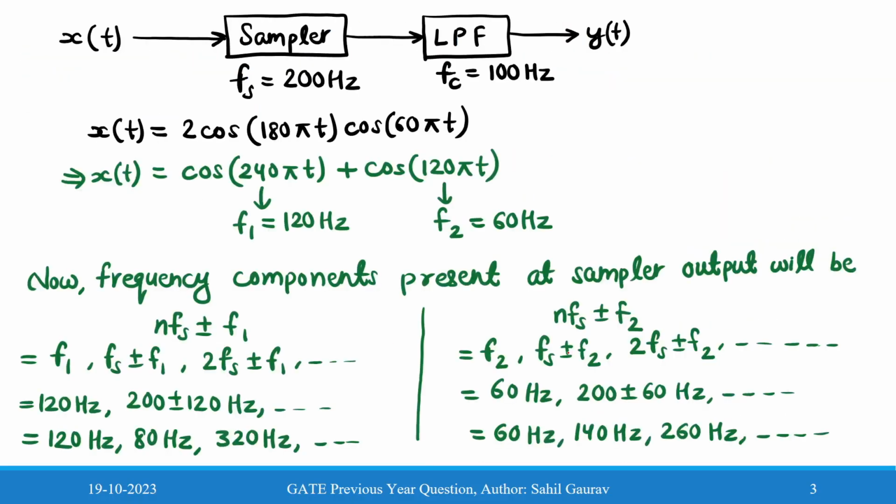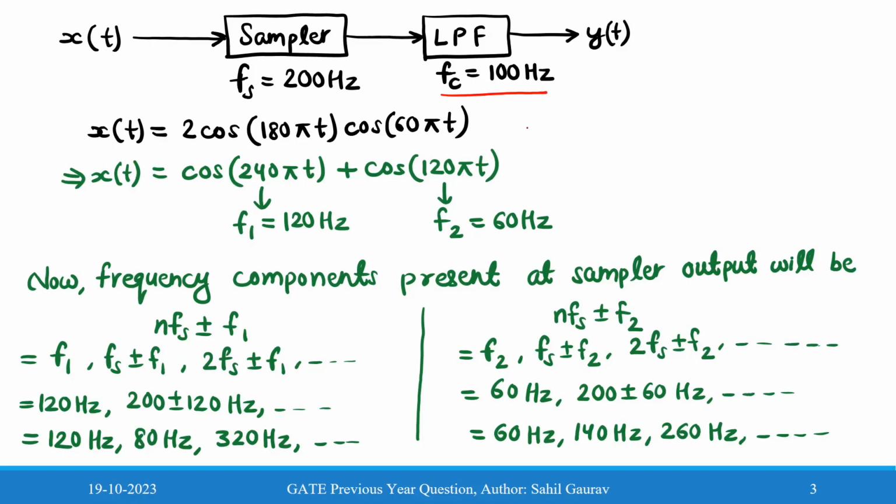Now this is the block diagram for the problem. We have the input signal x(t), which goes through the sampler whose sampling frequency is 200 hertz. The output signal is passed through a low pass filter whose cutoff frequency is 100 hertz, and we have to find the maximum frequency component present at the output of the low pass filter. The input signal is given as 2 cos 180 pi t into cos 60 pi t. Therefore x(t) is cos 240 pi t plus cos 120 pi t.